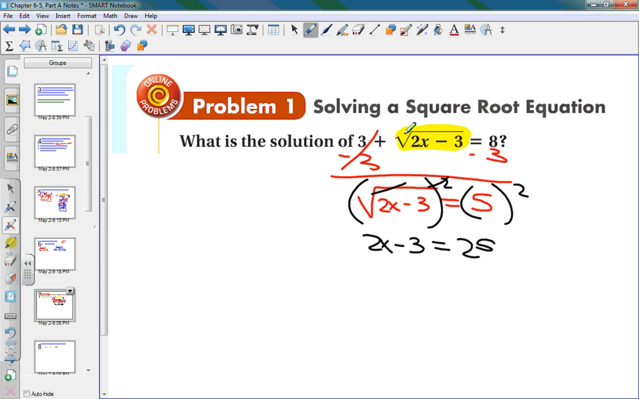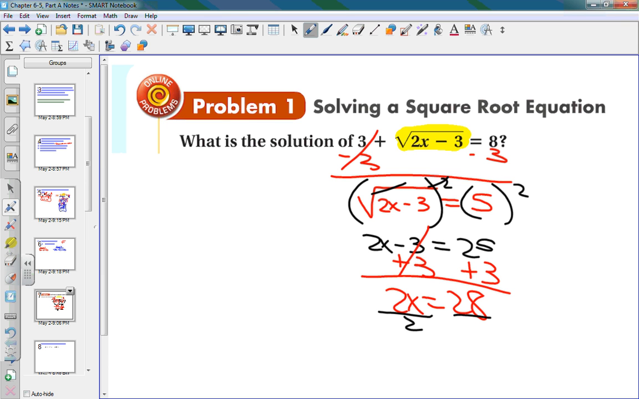Now how do I solve this? Add 3 to both sides. 2x is equal to 28. Now what? Divide by 2. x is equal to 14.